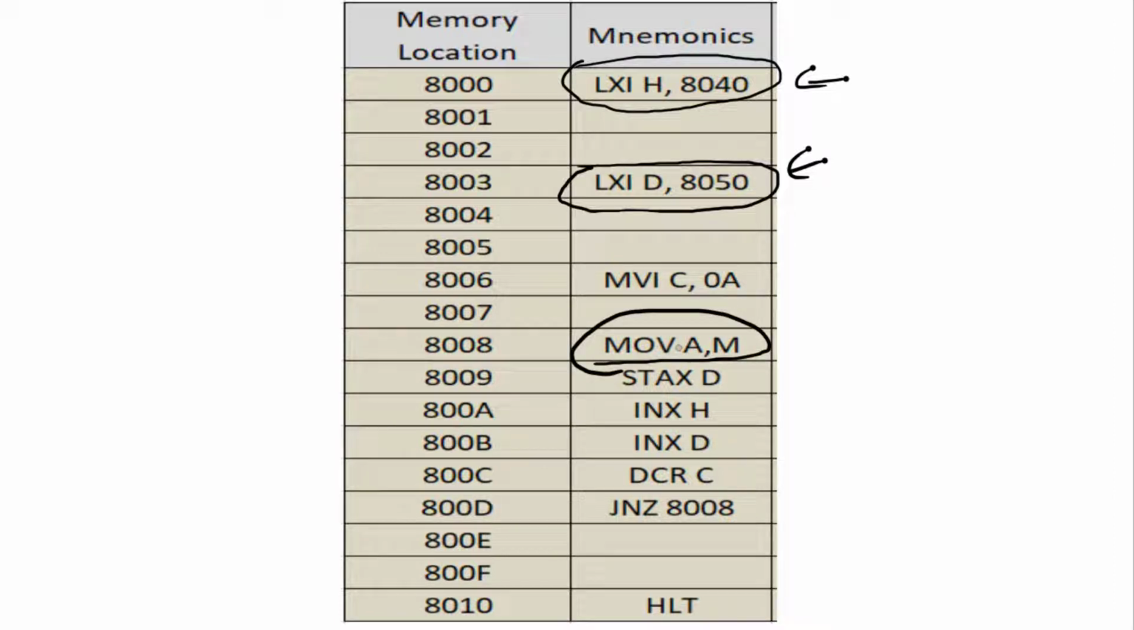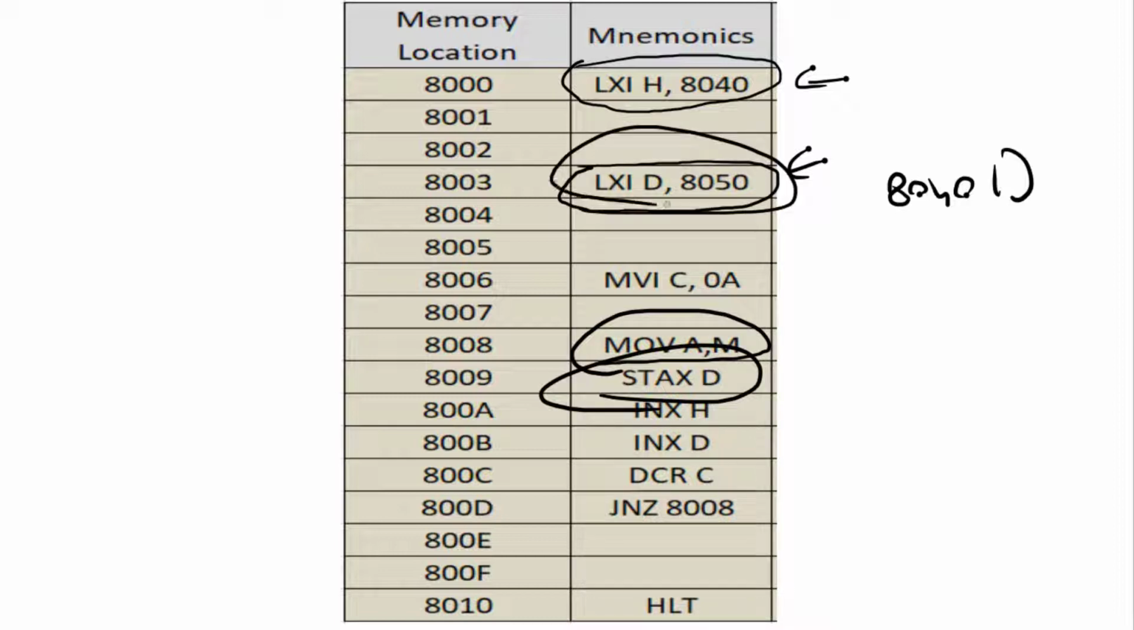Because of this MOV A, M, whatever data is in the 8040 memory location gets stored in register A. And with STAX D, the data which is in register A gets stored to the memory location pointed to by the DE register pair, which is 8050.